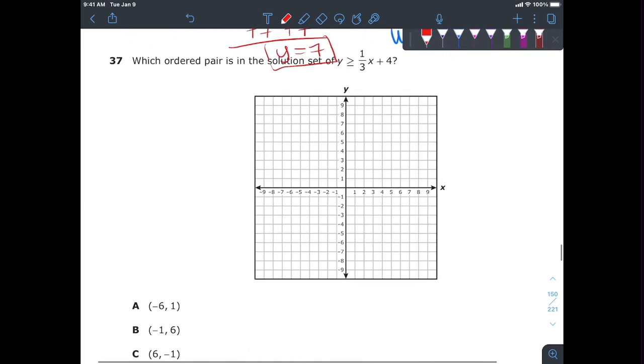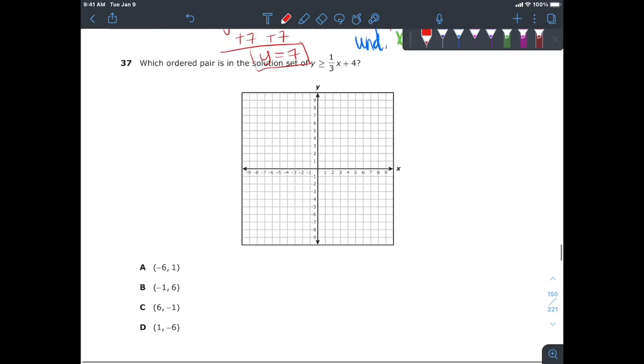Number 37. Which ordered pair is in the solution set of this? So if we were going to do this by hand, we could of course go ahead and graph it and test each point. We can also just run a test in the calculator.